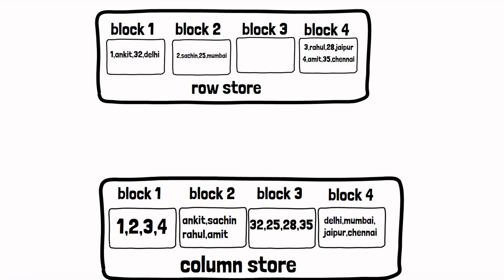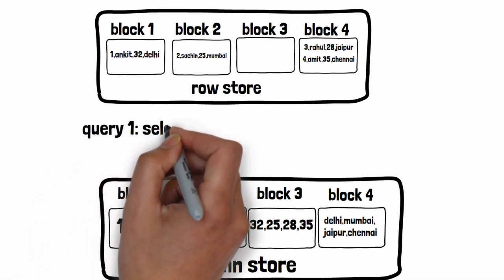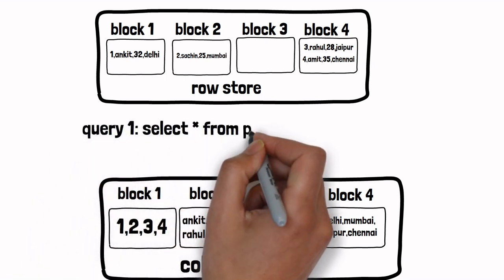In the case of query 2, where we get the average age from the person table, we only have to read the block where data for the age column is stored. And we don't have to read any other block. In this case, it is block 3.